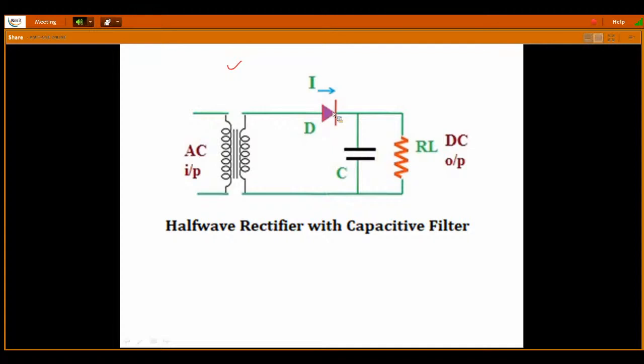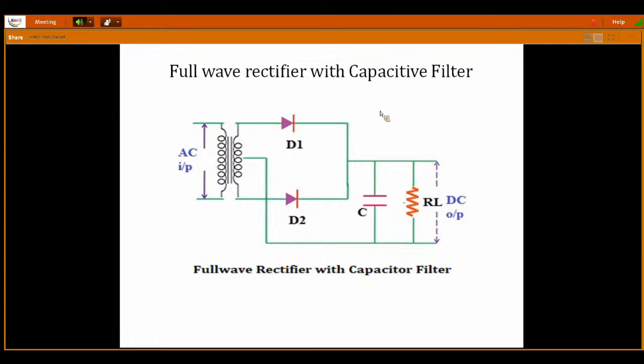Now, what is the output of the ripples you can see? The general rectifier output can be seen in the CRO. And what is the output of the filter? You can also clearly observe it on the CRO. Now, this is the circuit diagram of the half-wave rectifier. Without filter means remove the capacitor. With filter means include the capacitor. Full wave rectifier without filter means remove the capacitor. With the filter means simply include the capacitor.